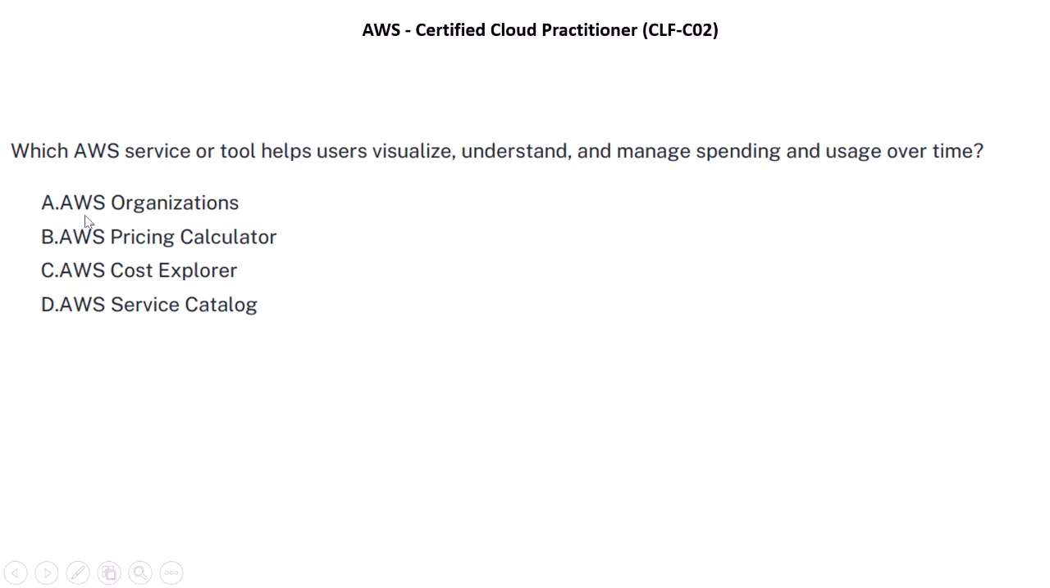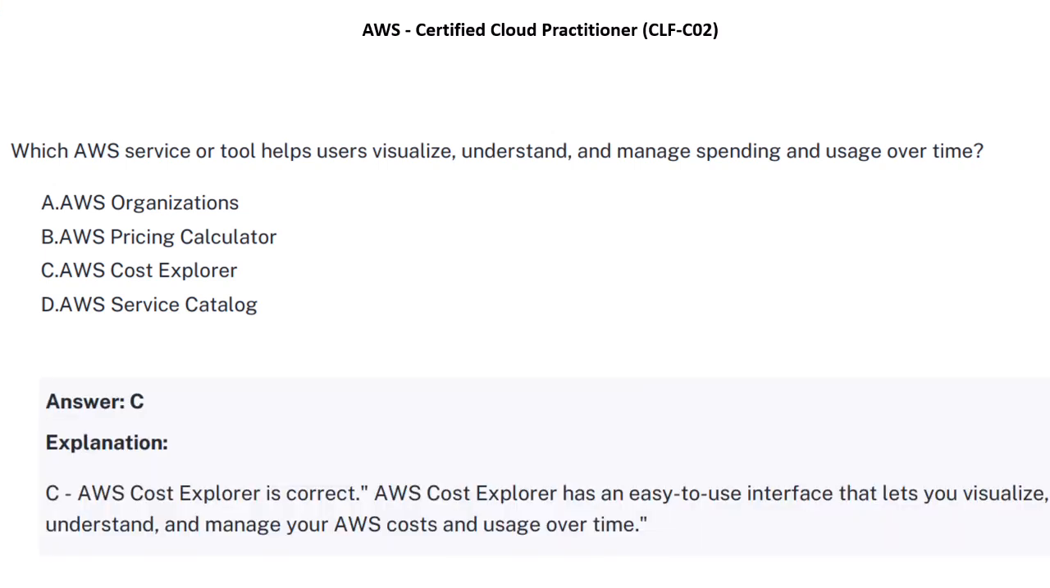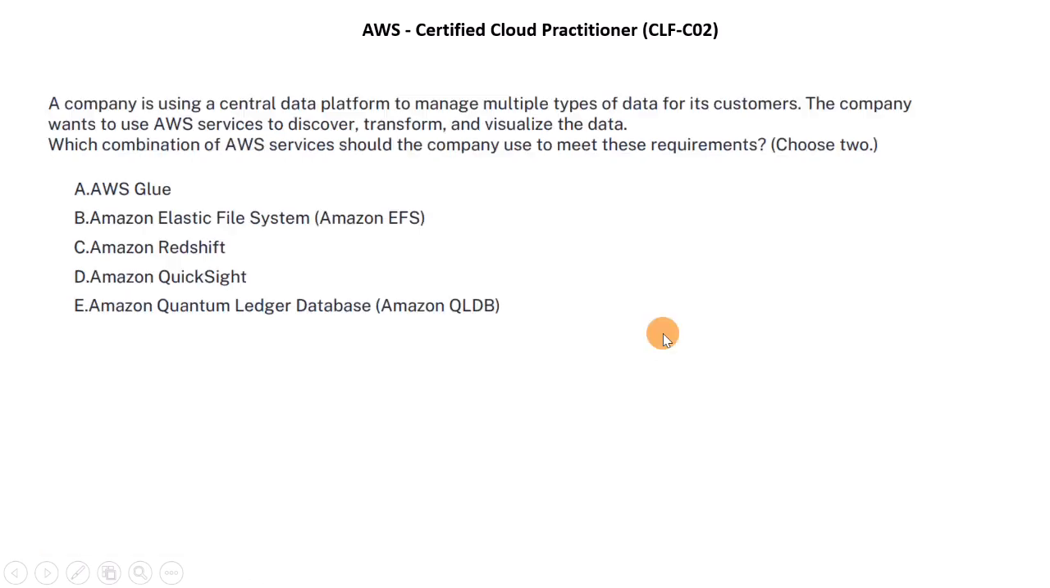Option A, AWS Organizations. Option B, AWS Pricing Calculator. Option C, AWS Cost Explorer. Option D, AWS Service Catalog. The correct answer for this question is option C, AWS Cost Explorer. AWS Cost Explorer has an easy to use interface that lets you visualize, understand, and manage your AWS costs and usage over time.